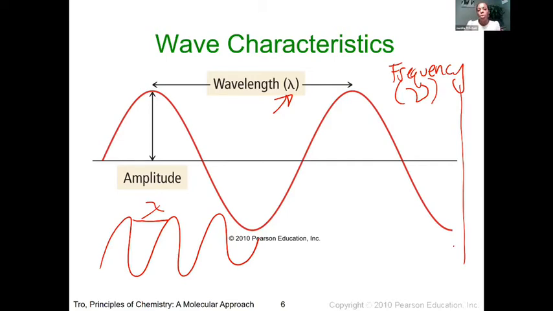And then the amplitude, which is again how tall, how high those waves, those peaks, are, will also determine other properties such as the brightness of a color that we may observe.